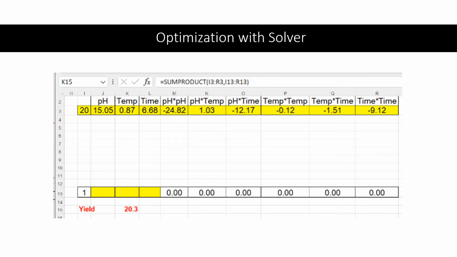Now that we have the formula to estimate yield from pH, temperature and time, we want to find the values that will give the maximum process yield. We will again use solver, this time, to find these optimal values.